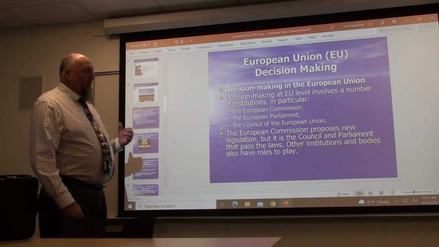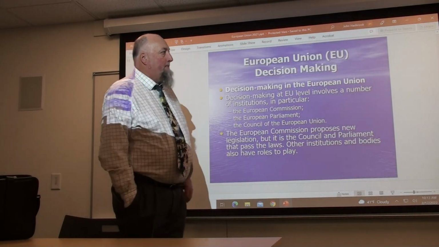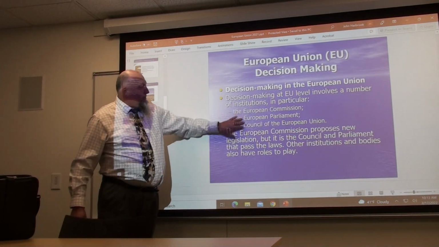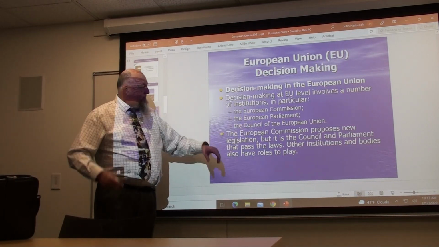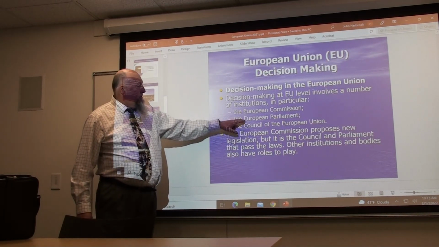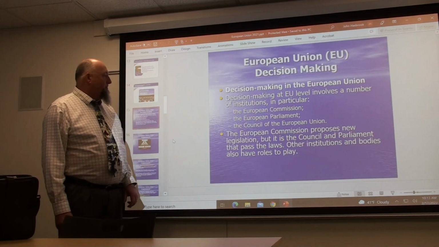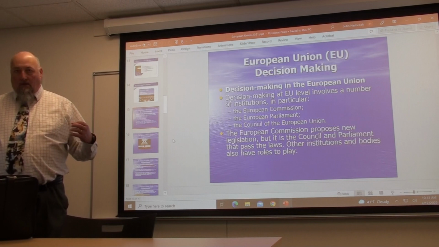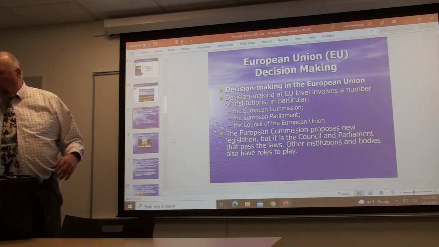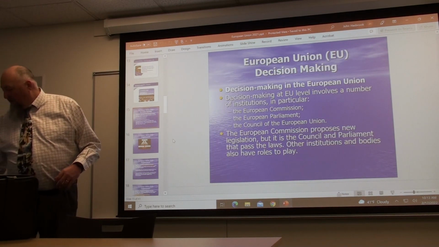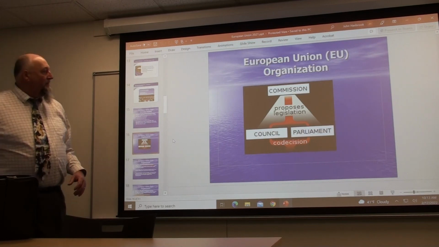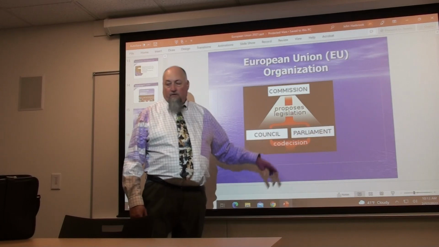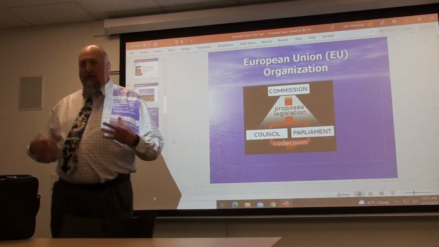Okay, so decision making, that is creation of European Union law, involves the three primary departments: the Commission, the Parliament, and the Council of the European Union. And the way this is done is through what is known as the co-decision or ordinary process. The co-decision process, otherwise known as the normal legislative process.